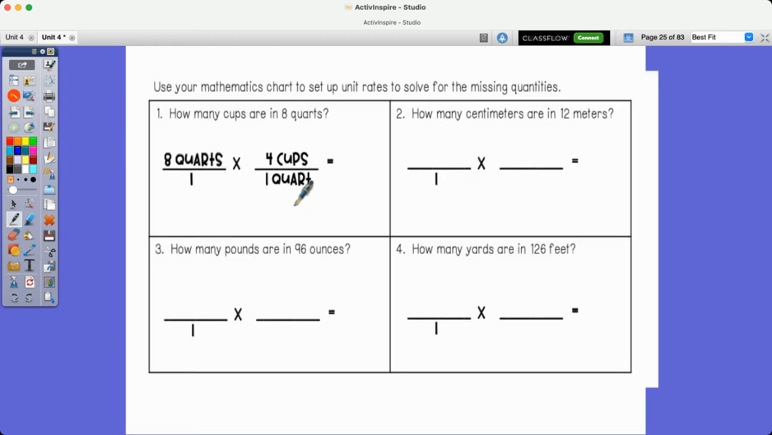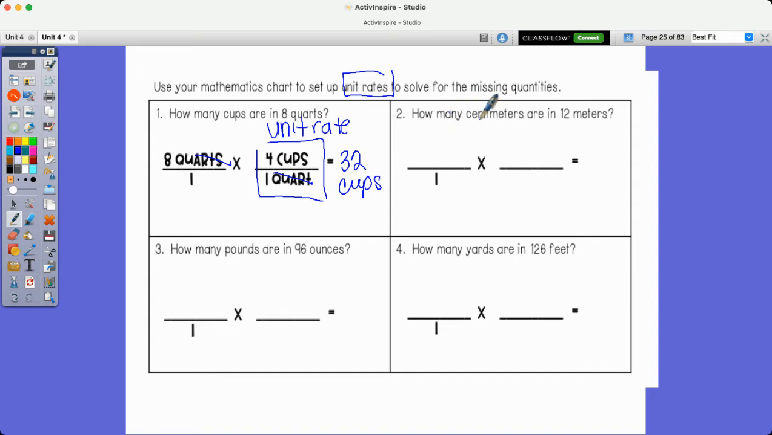So we're going to just go over a couple of problems, see how you do. We're setting up as unit rates. That's what our directions say. And solve for the missing quantity. So make sure you're using your star chart to find the information. Okay, so quarts to cups. If you look at your star chart, you'll see that there are 4 cups in 1 quart. So we put 8 quarts over 1 times 4 cups over 1. This is the unit rate. And then we cancel out the quarts, and we end up with 32 cups.